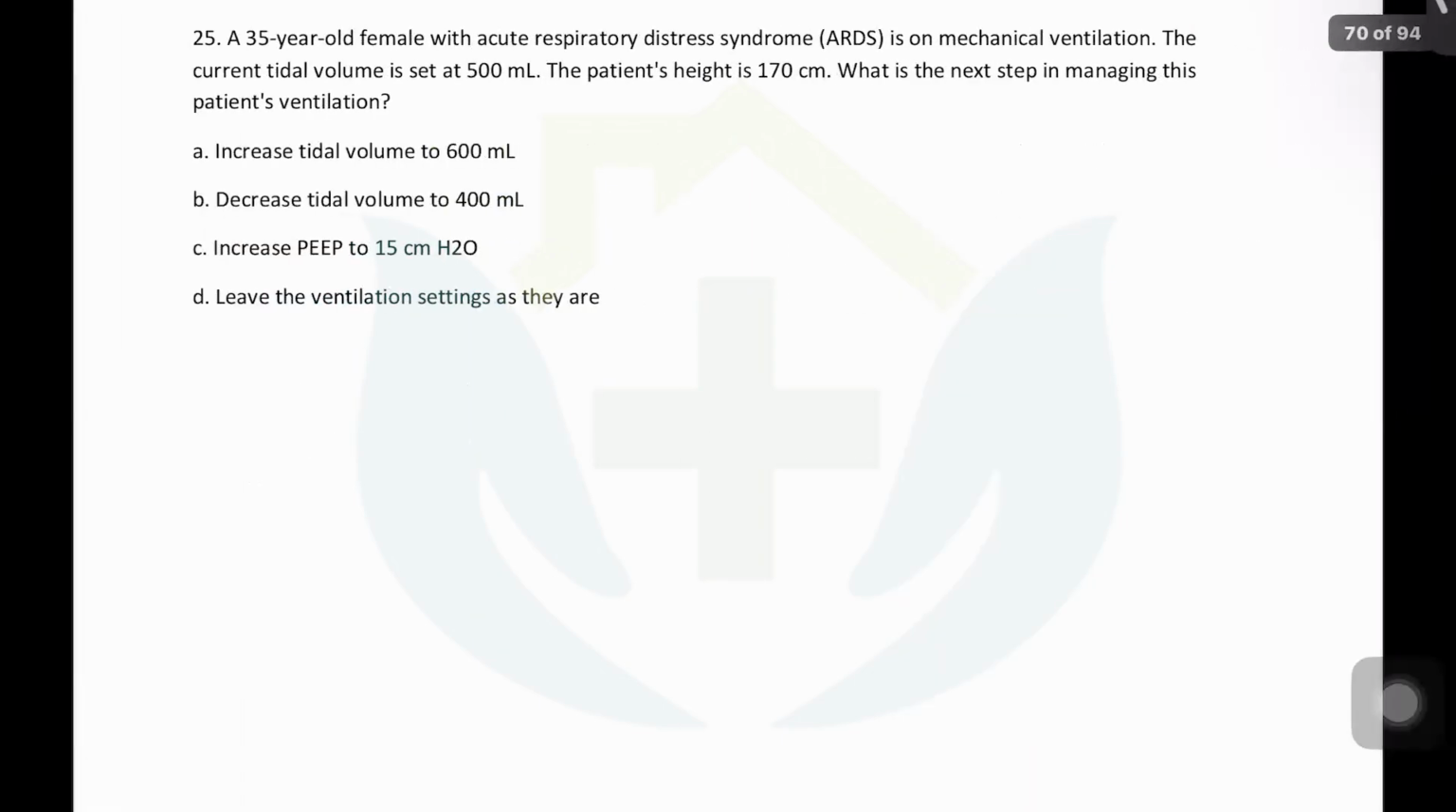Okay. A 35-year-old female with acute respiratory distress syndrome is on mechanical ventilation. Tidal volume is 500. Patient's height is 170. What is the next step in managing this patient? Decrease tidal volume. For a patient with height of 170 centimeters, the ideal body weight would be around 60 kg. For a 60 kg female, what would be the tidal volume? 360 ml. All right, B.